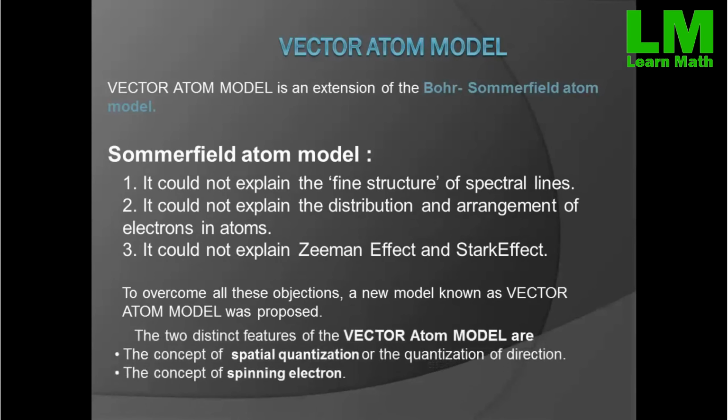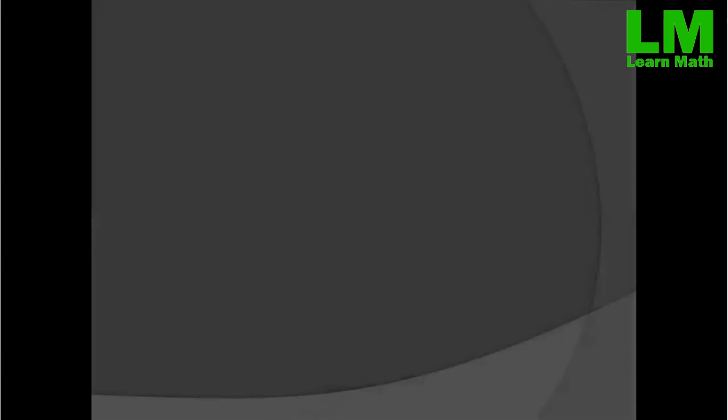The two distinct features of the vector atom model are: the first one is the concept of spatial quantization, or the quantization of direction. The second one is the concept of the spinning electron.